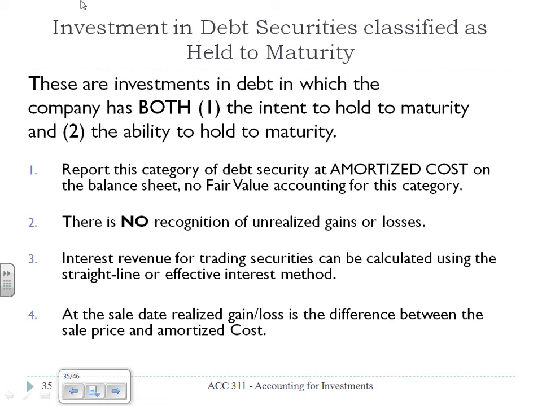So, right? Initial cost adjusted for amortization as we go through the life of the bond. We don't use fair value for this category. There's no recognition of unrealized holding gains or losses. Interest revenue can be calculated using the straight line or effective interest method, but the effective interest method is preferred. And at the sale date, realized gain or loss is simply the difference between the sale price and the amortized cost.